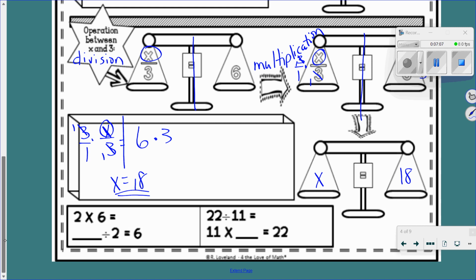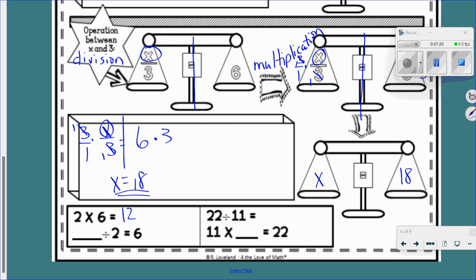Okay, guys, we have 4 down here. These are basically fact families. I'm going to give you about 30 seconds to fill in those fact families. Okay, everyone should have that done by now. 2 times 6 equals 12. So what number do I divide by 2 to get 6? 12. Does that make sense?